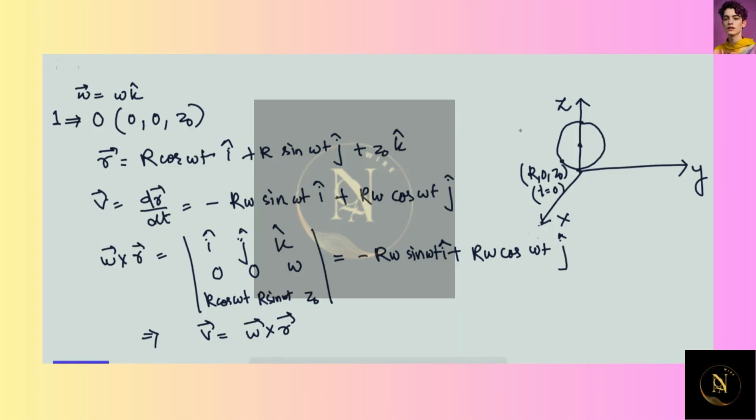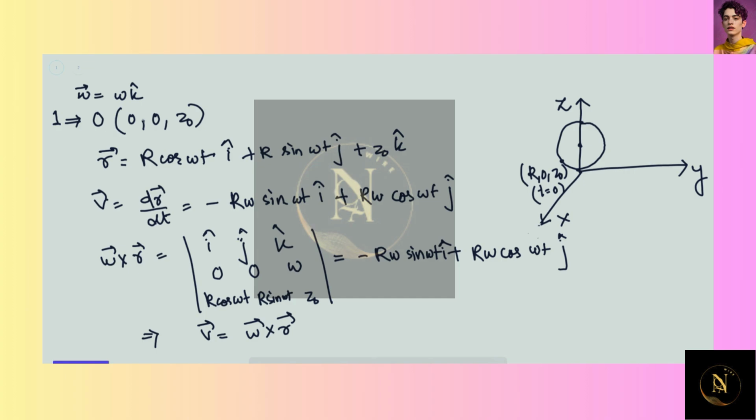So let's take our axis of rotation to be the z-axis. Therefore, the angular velocity will just have the component along k cap. So let's say the magnitude of angular velocity is omega. Now, in the first case, we have the origin located on the axis of rotation.